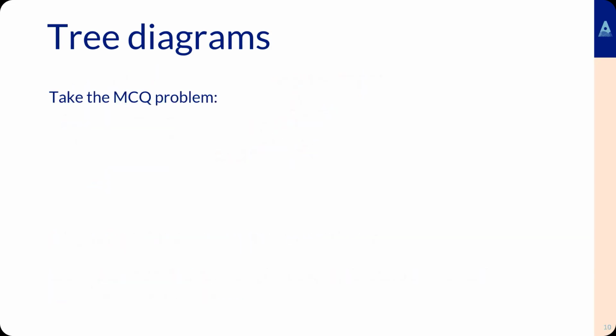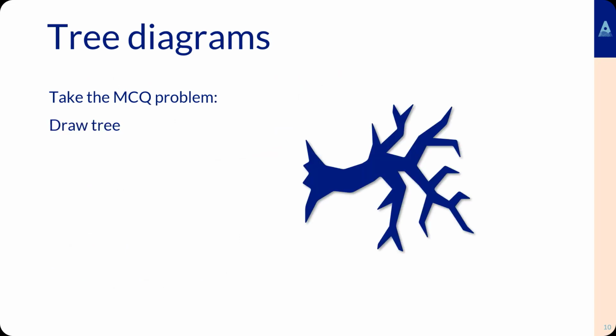So for tree diagrams, we can take the MCQ problem we've already solved using the binomial. First of all, we draw a tree. Now, this tree will have 10 layers, so it's quite large. At the end, it's going to have 20 different outcome points. It's quite a big tree. The size of the tree is 10.